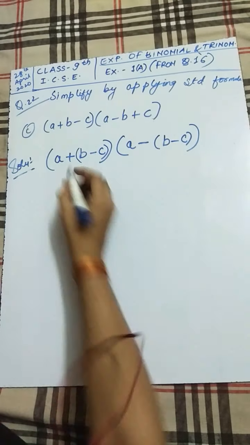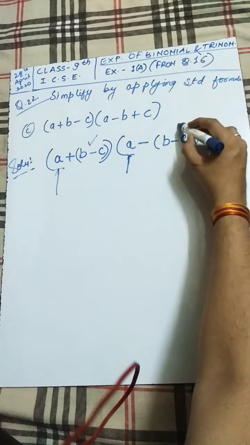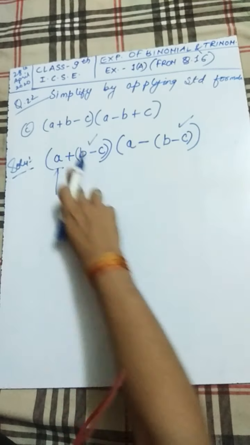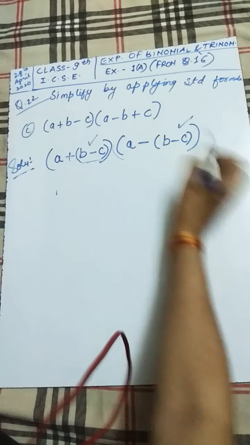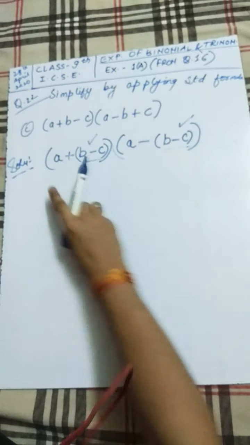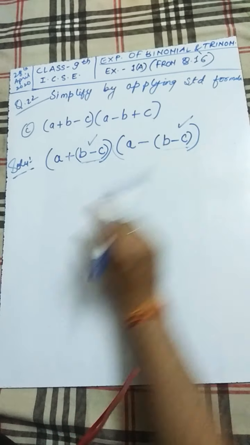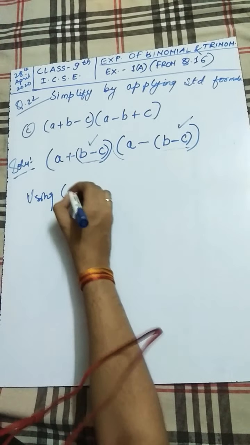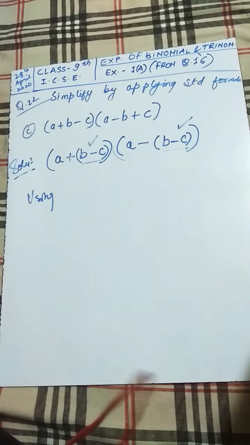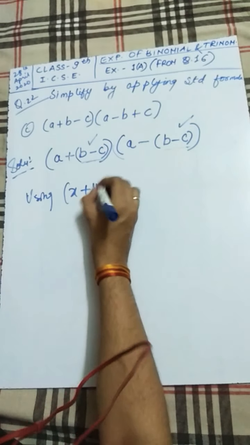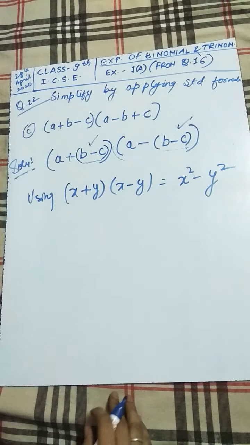Now can you see that this one and this one, they both are the same, and this one and this one, they both are the same? That means a plus b into a minus b. A is a only, in place of b we have b minus c. So using a plus b, a minus b, to avoid the confusion, let us write x plus y, x minus y. What is it? x square minus y square.